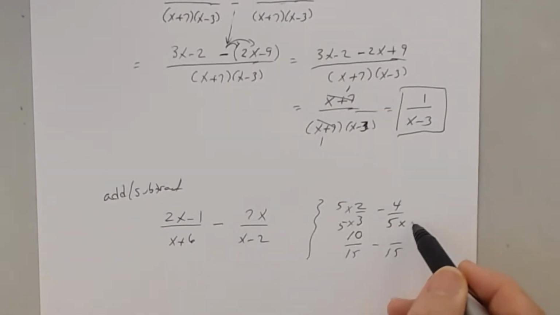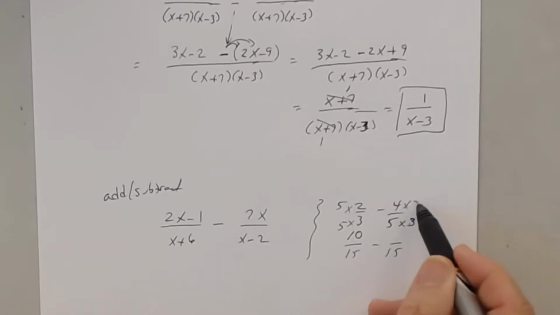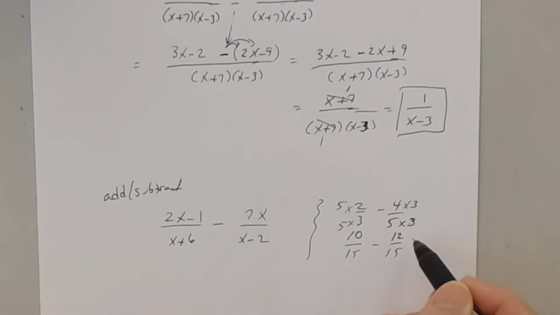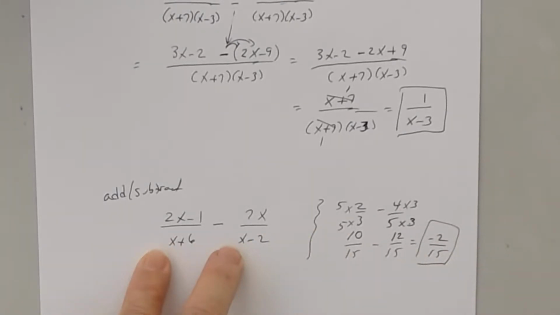And over here, 5 times what will give me 15? 3. But what I do to the denominator, I do to the numerator, so that becomes a what? And so then you wrote this as one fraction. What's 10/15 minus 12/15? Not 2 divided by 15, negative 2 divided by 15. And that's what you did in a previous course. That's the idea you're going to use here. So basically, you have to find the least common denominator.